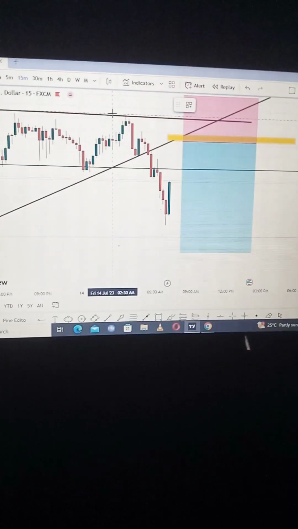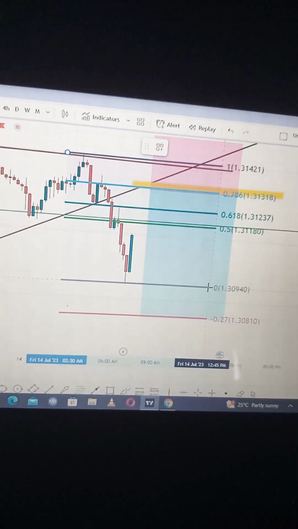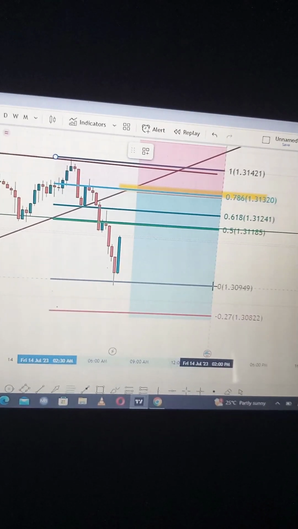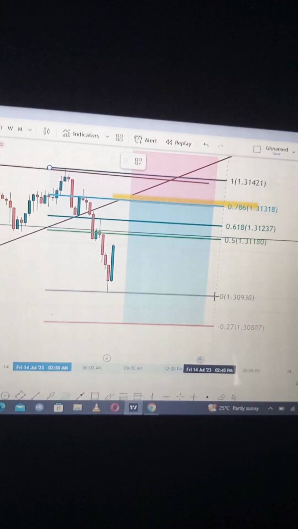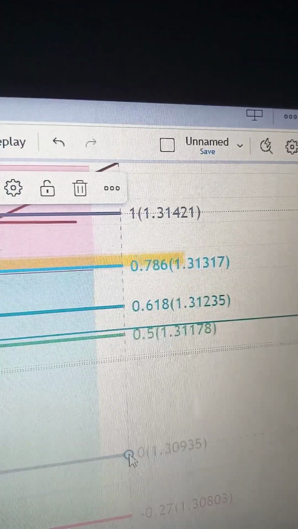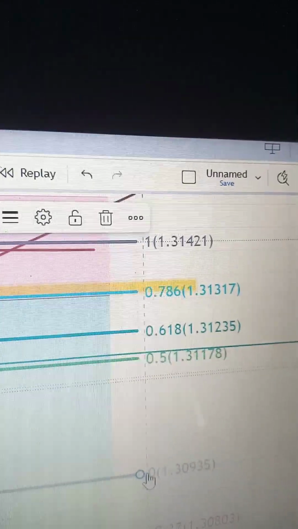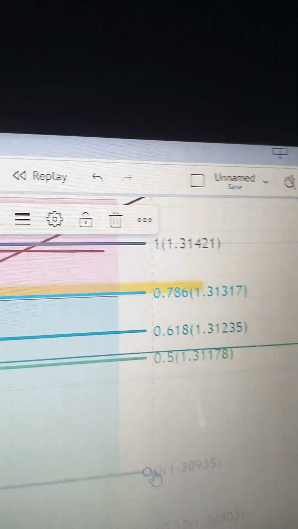So I will now take the Fibonacci and draw it from the swing high to the swing low, since I'll be looking for a downtrend. You can see it's plotted. Now look at this zone here. Look at the figures here. We have the 0.5, 0.618, and the 0.786 and their respective prices.